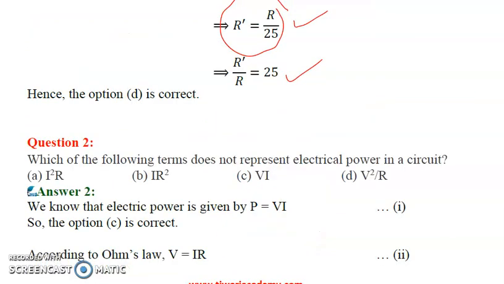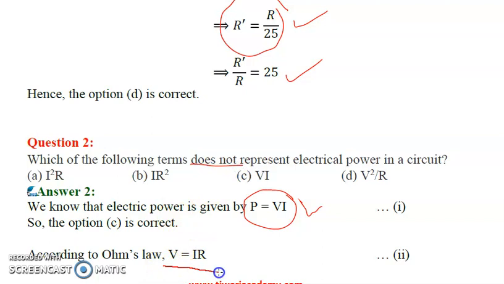So this is your second question. Which of the following terms does not represent the electrical power in a circuit? We have all the formulas for electrical power. P is equal to VI. This we learned in our notes. Okay. So P is equal to VI, we have to find which does not represent the electrical power.